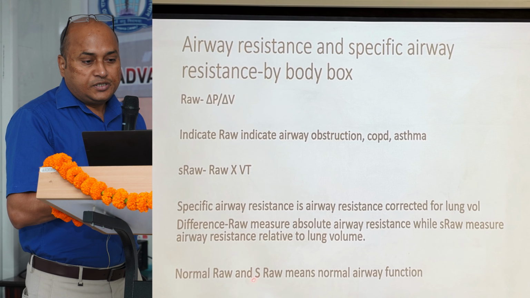Normal airway resistance and specific airway resistance mean there is normal lung function. If there is confusion, suppose the patient has poor effort, we go to the body box and see the airway resistance. If the airway resistance is normal, it means the patient has normal lung functions.